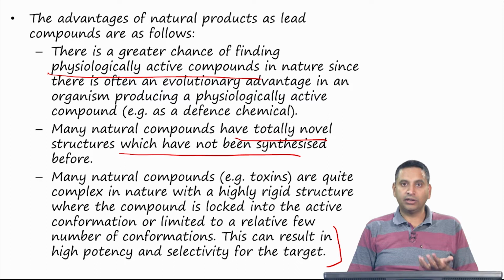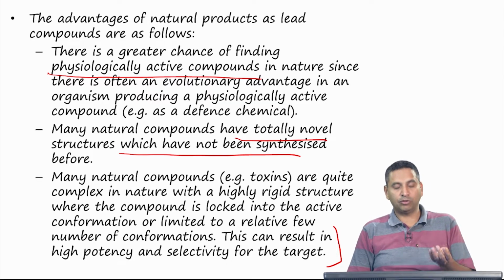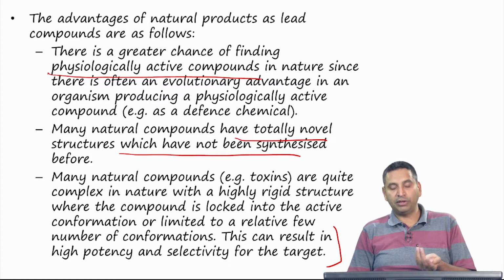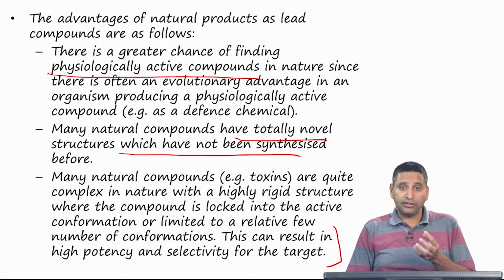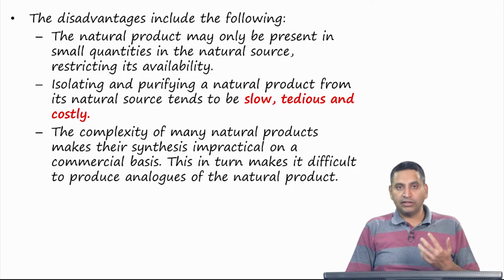So, by using a natural product, there is a high chance that you can have totally novel compounds, and they have also evolved in self defense, so it is possible that some of these compounds may be active. And there are toxins which have been deliberately synthesized, and they are quite complex in nature, and sometimes highly rigid, and they are designed to be present in the active conformation to hit a particular target. So, these are some of the advantages.